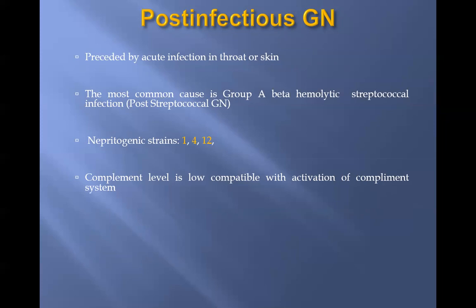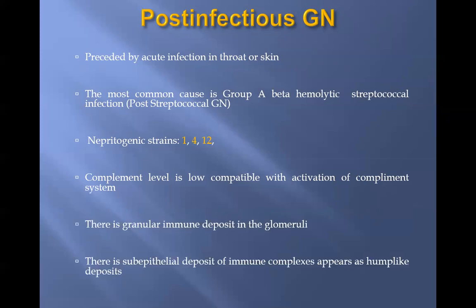Complement level is low because it has been utilized in the complement system. There are granular immune deposits in the glomeruli. Granular, why? Because it is forming antigen-antibody complexes and they are being deposited in the subepithelial area to form humps. So it has a granular deposit. Subepithelial deposit of immune complexes appears as a hump. So I'll show you what humps are.